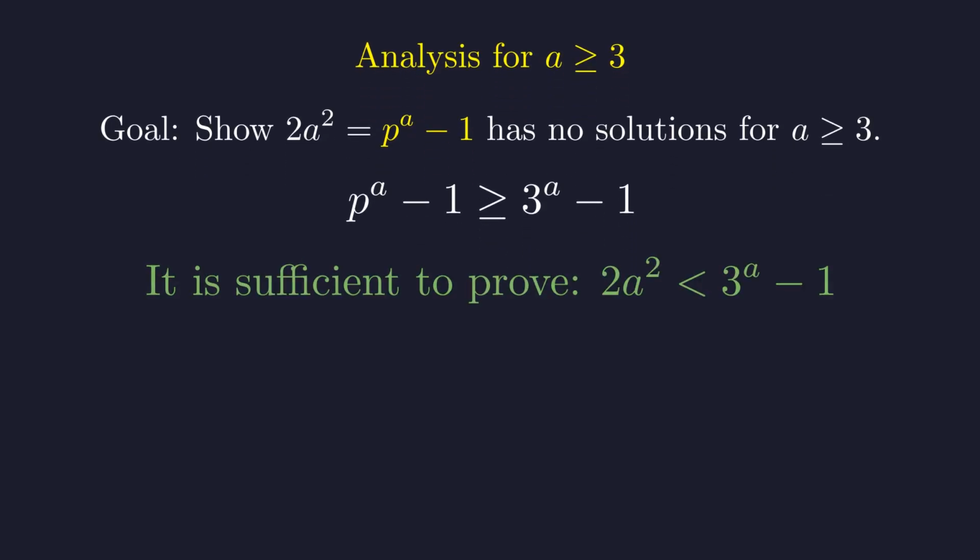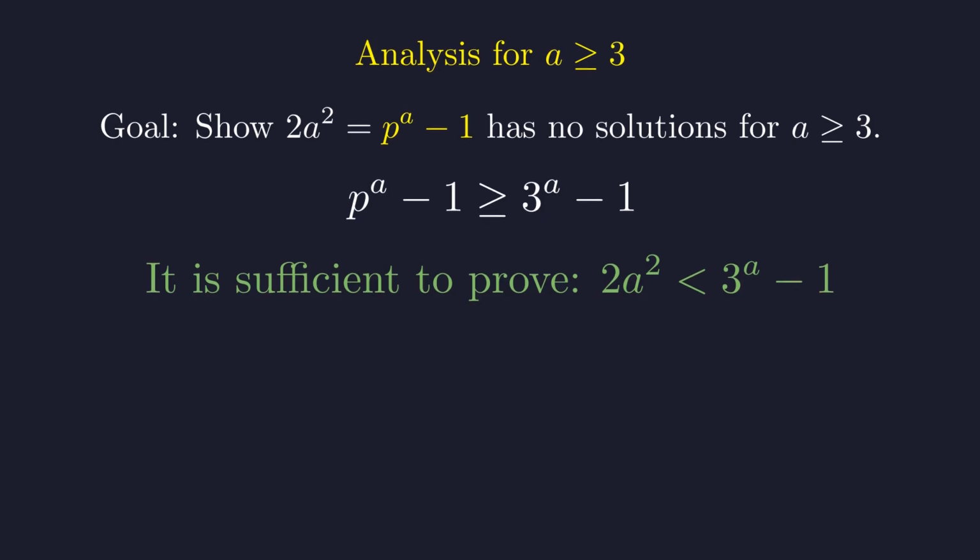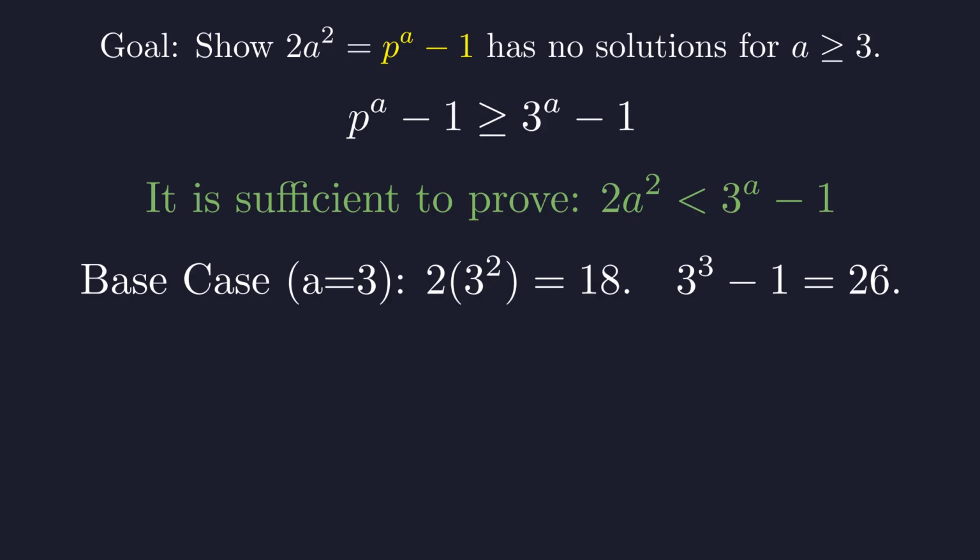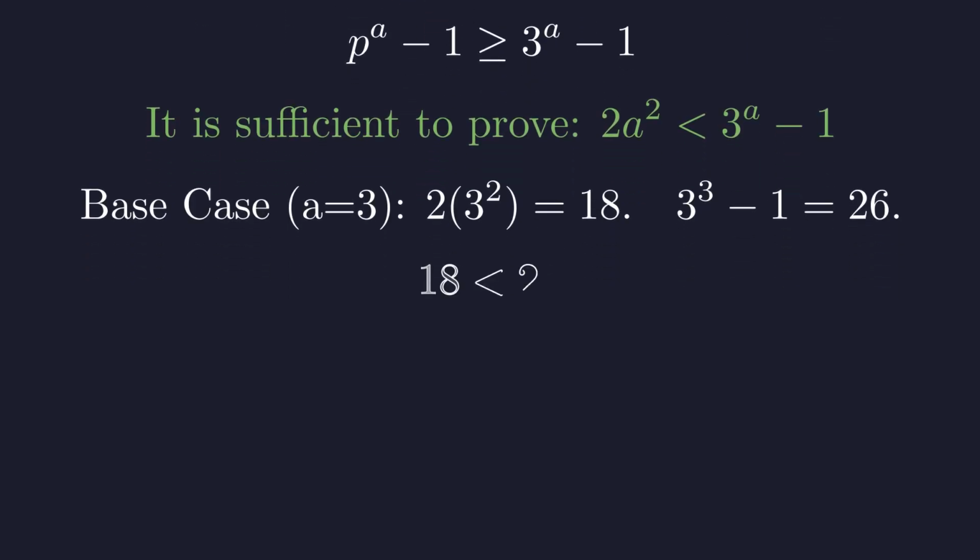Therefore, if we can prove that 2a squared is always strictly less than 3 to the a minus 1, then our original equation can never hold. Let's check the base case. a equals 3. The left side is 18. The right side is 26. The inequality holds for our base case.